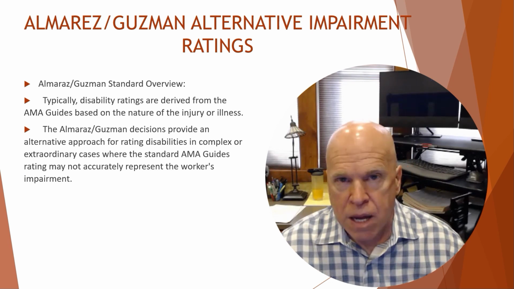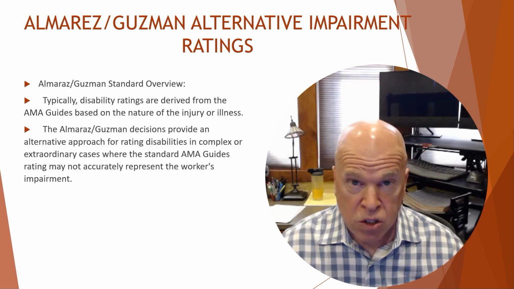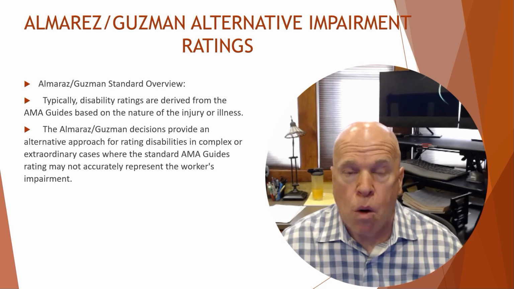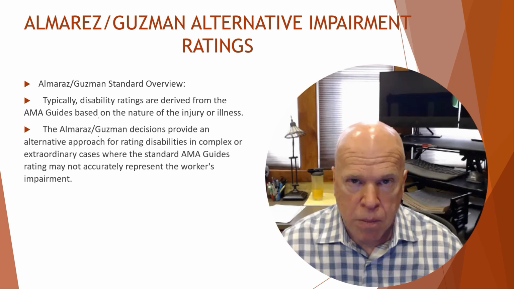Now, typically and by law, and we talked about this law earlier in our last session, the law is Labor Code Section 4660. Now, by law, impairment ratings are described using the AMA guides.